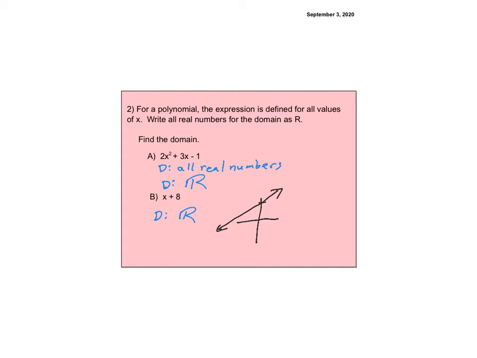Similarly up here, this one is going to look like some kind of a quadratic. And again, it goes up to the left and over to the left forever and ever, and on the right-hand side it goes over to the right forever and ever. And so the domain just happens to be all real numbers. So whenever you have a polynomial, it's going to be all real numbers.